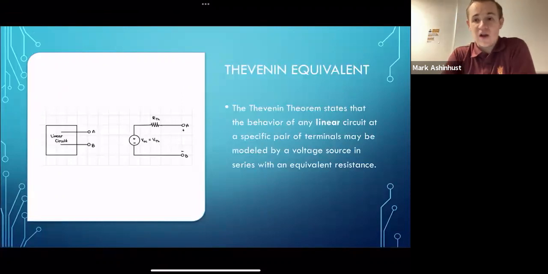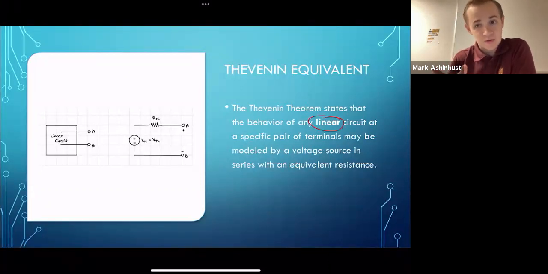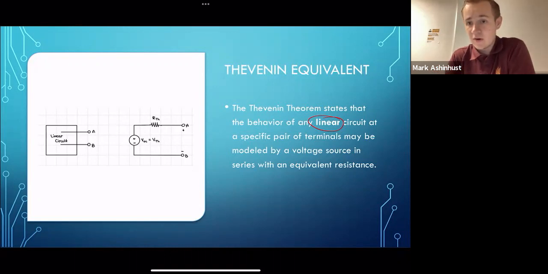Now we get to the last topic: Thevenin and Norton equivalents. We'll begin with Thevenin. Thevenin's theorem states the behavior of any linear circuit. It's in bold, so linear is important. We don't need to go over nonlinear; all we've looked at so far are linear circuits. Linear circuits are resistors, capacitors, inductors, current and voltage sources, dependent sources, all of what we've dealt with. Any linear circuit at a specific pair of terminals may be modeled by a voltage source in series with an equivalent resistance.